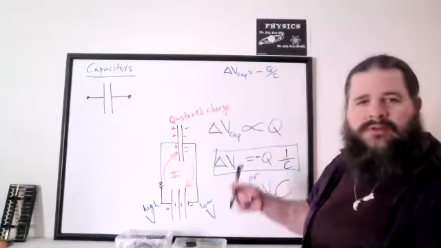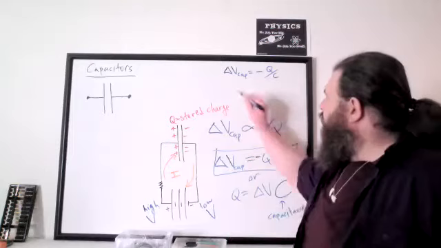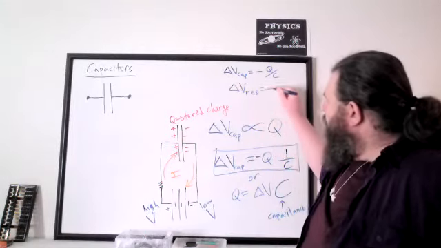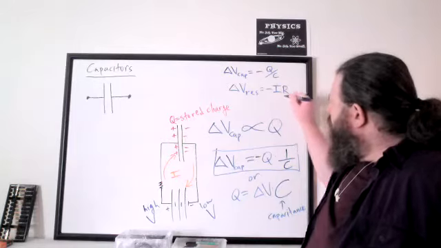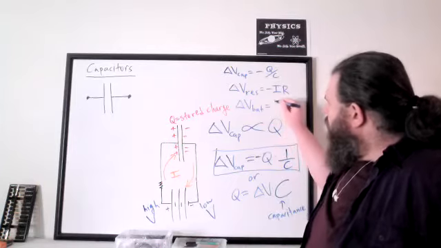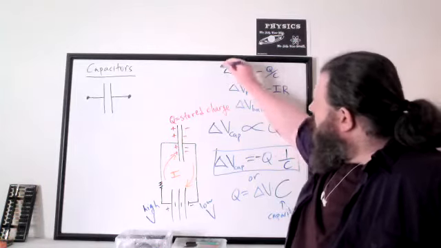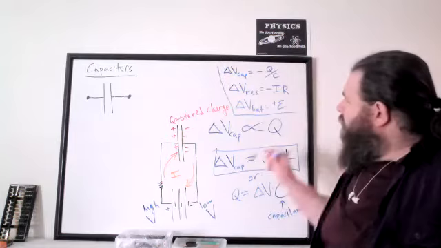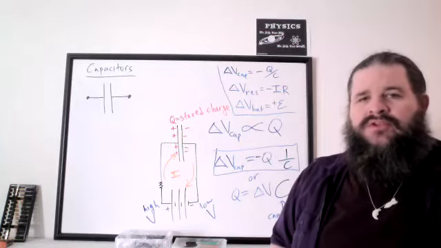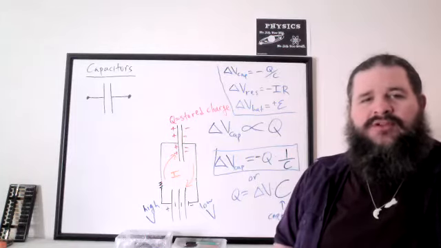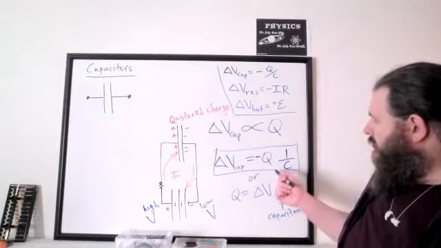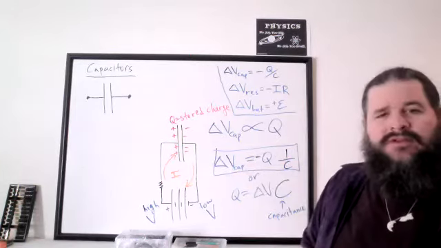And we can use that formula for any capacitor, in the same way that, for instance, delta V for any resistor is just negative IR from Ohm's law, and delta V for any battery is plus epsilon. So these formulas can be used anytime you're dealing with any capacitor, any resistor, any battery. Those are the delta voltages associated with each one of those elements. But this is how we calculate the voltage of a capacitor.